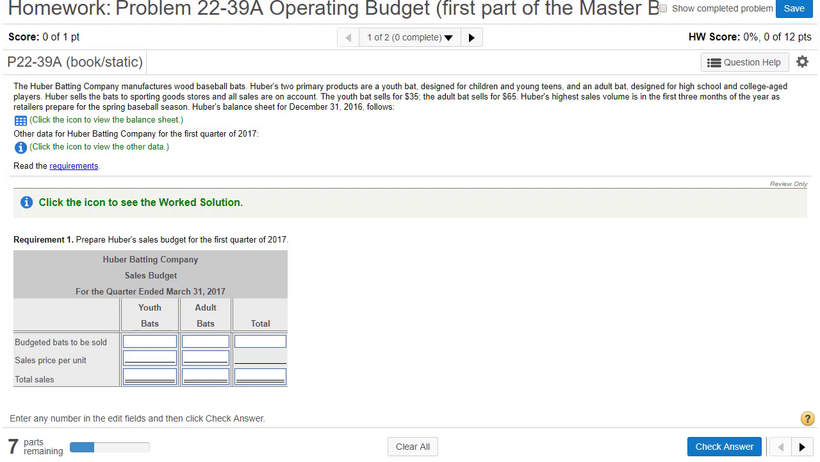Problem 22-39. We're going to be creating an operating budget. First, we need to know what an operating budget is, so I'll show you the diagram of the master budget, which includes the operating budget.